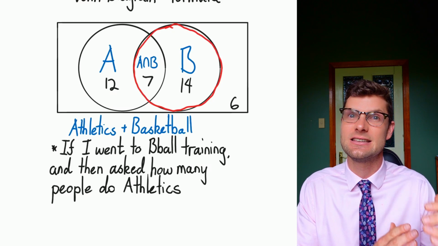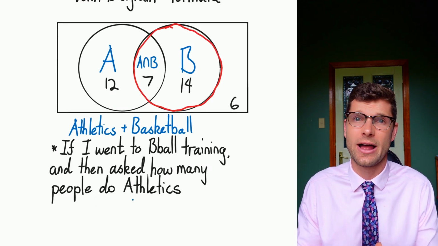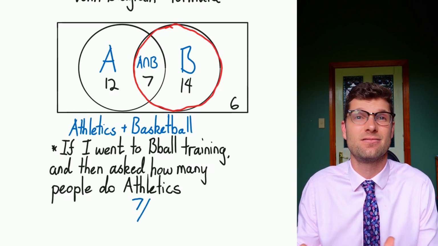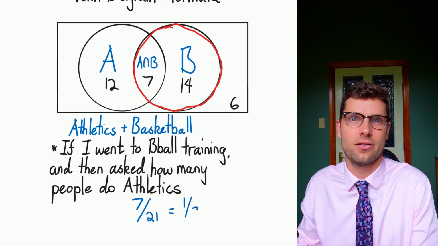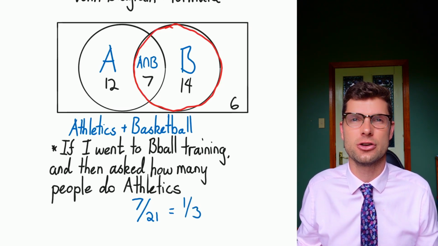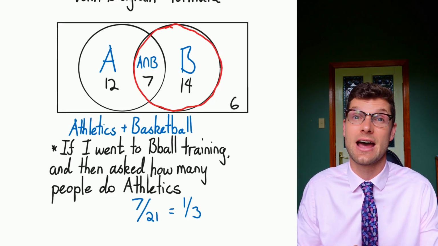So that means it's the 7 people out of the total basketball players, which is 21. So my fraction is just 7 over 21. And that equals a third. And that's all the maths that we've got to do, right? It makes sense when you really think about it before you start getting into the maths.